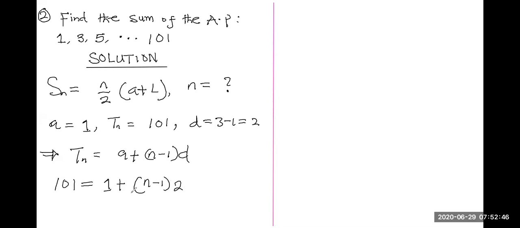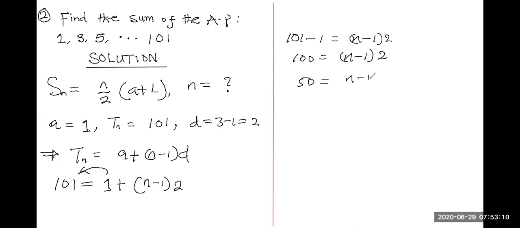So when you solve for n, take minus 1 to the other side, you're going to have 101 minus 1 equals n minus 1 multiplied by 2. So you have 100 equals n minus 1 multiplied by 2. Divide both sides by 2 to detach 2 from n minus 1, and you're going to have 50 equals n minus 1.